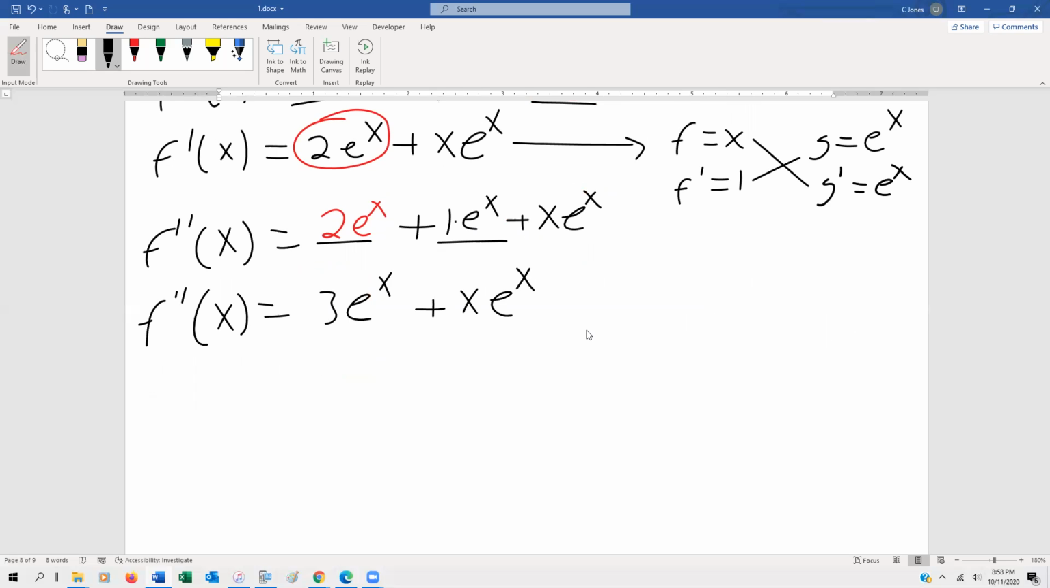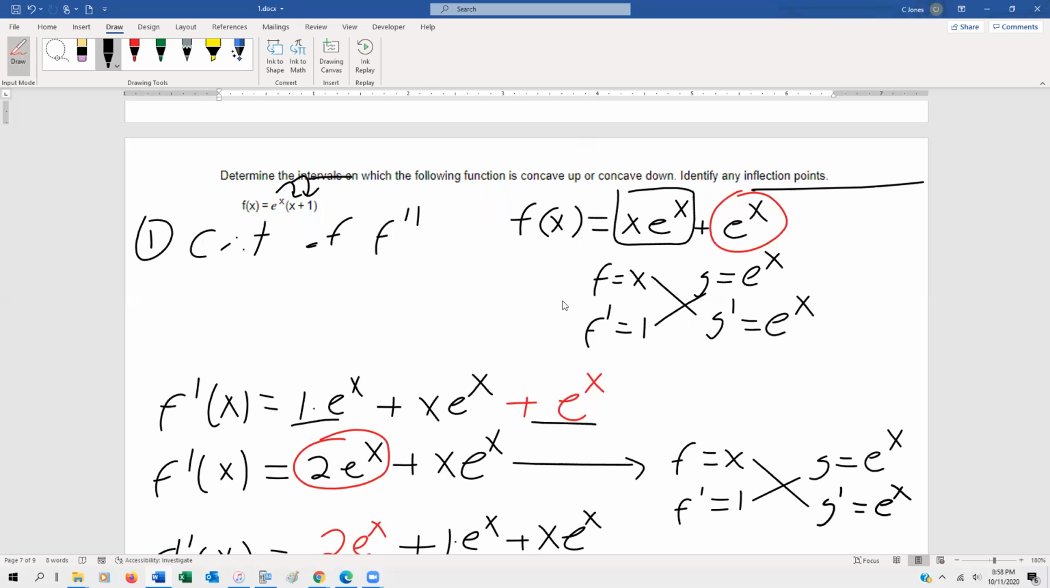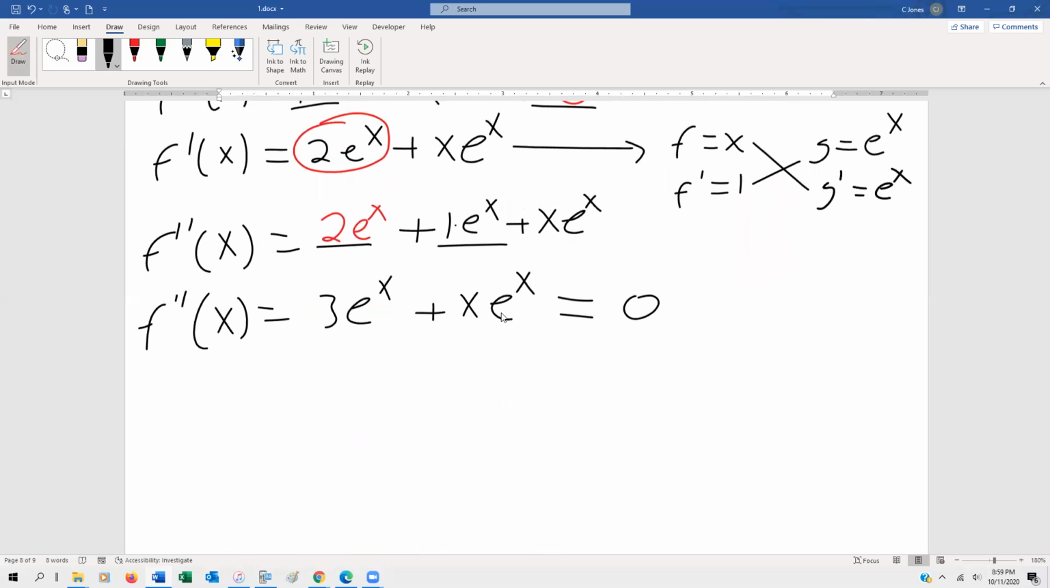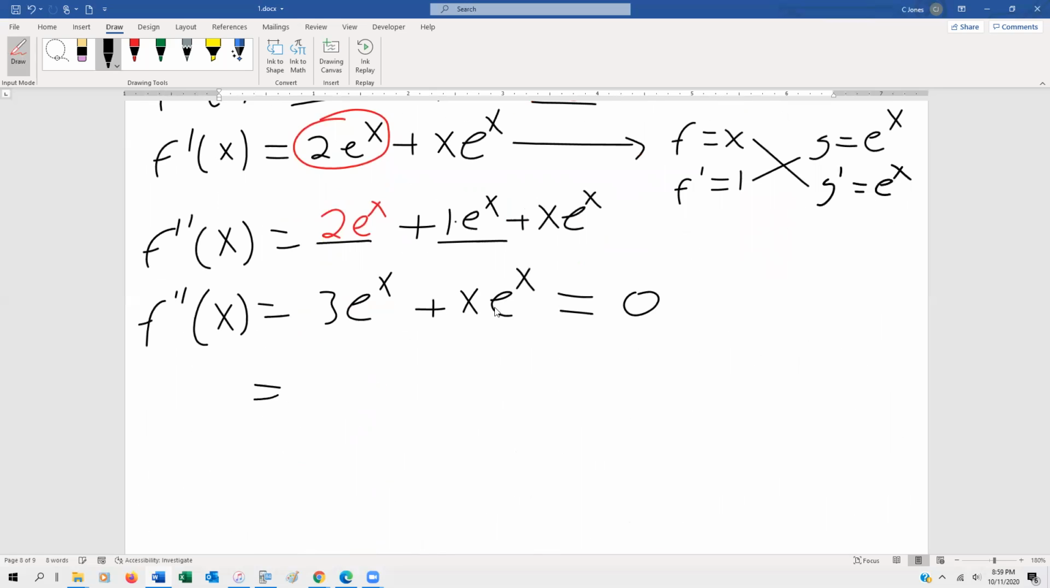And what do we have to do? We have to set that equal to 0 because we're looking for the points of inflection and we need the critical values. So be careful. Trying to find this derivative is not necessarily easy. There's a lot of bookkeeping when we're finding this. We're going to factor out an e to the x, and that leaves us with 3 plus x is equal to 0. We're going to set each of these factors equal to 0.